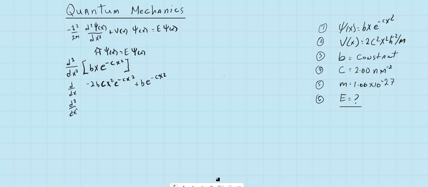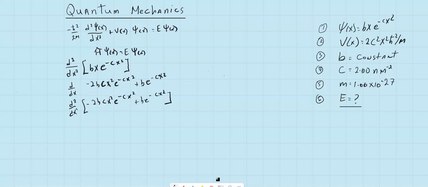And we know that it's going to be, we're going to leave the x squared alone. We're going to take it from over here. So this is going to be plus, and we'll put this right here. We're going to take the second derivative right here. Let me write all of this right here. The first derivative is negative 2 b c x squared e to the negative c x squared plus b e to the negative c x squared.